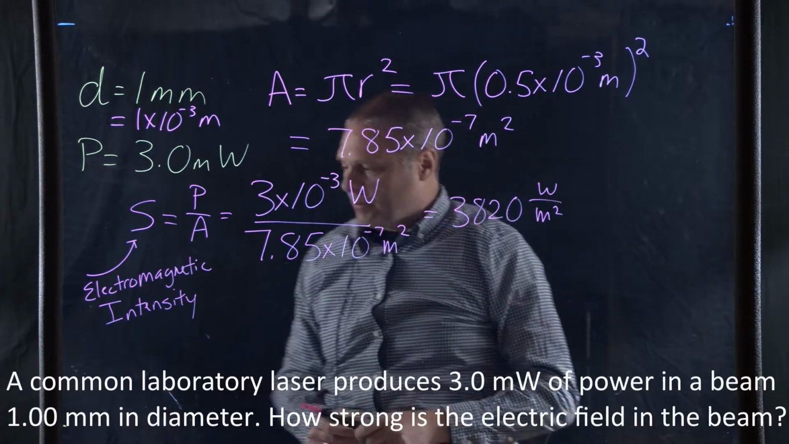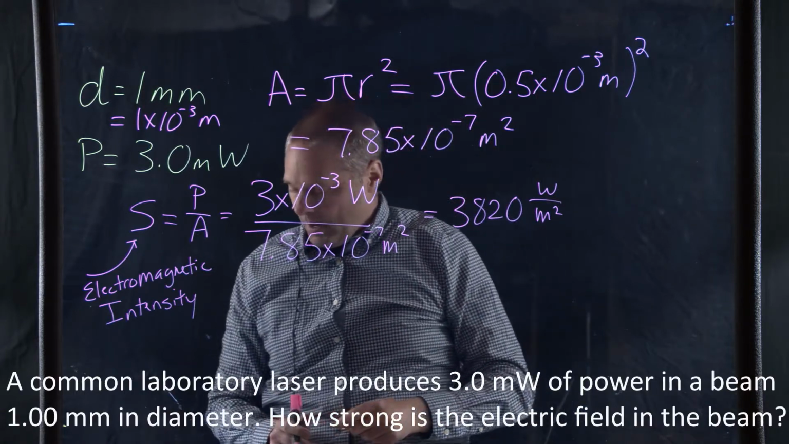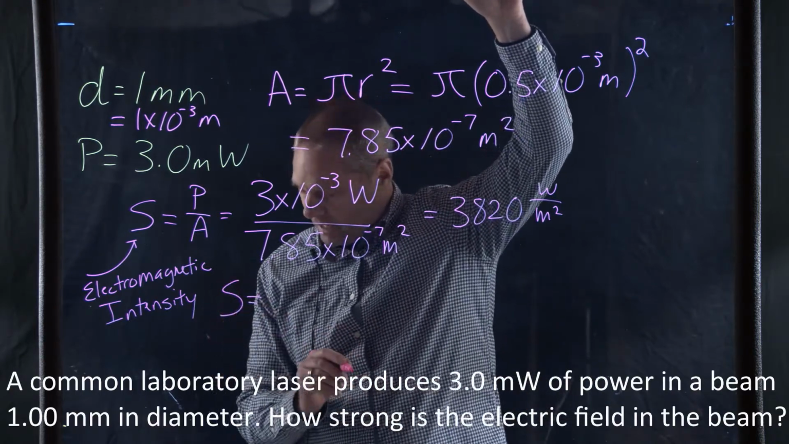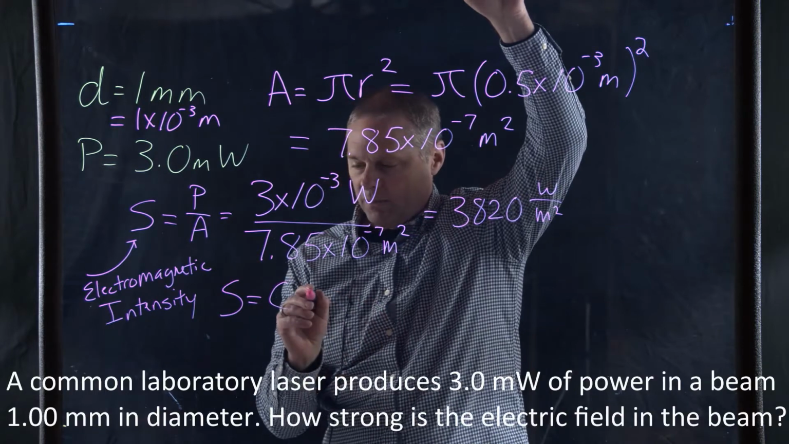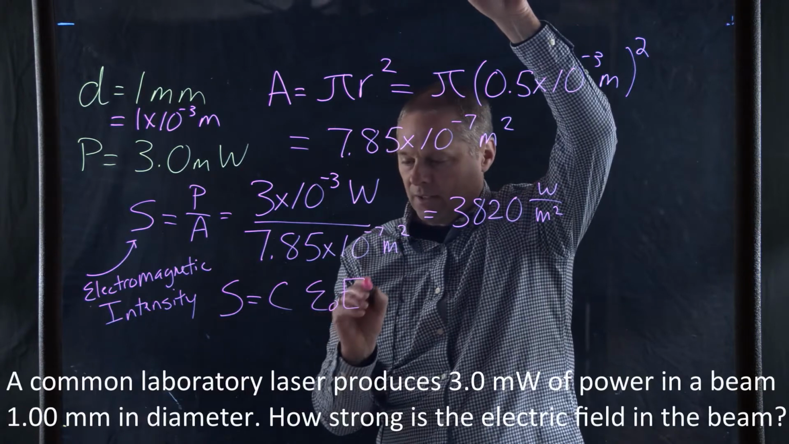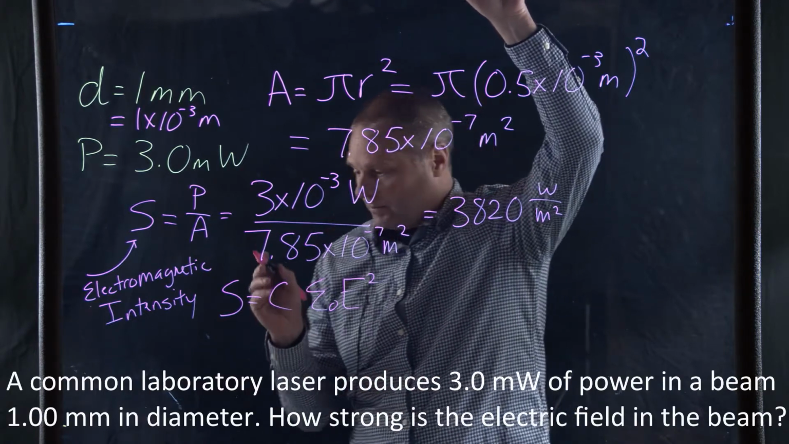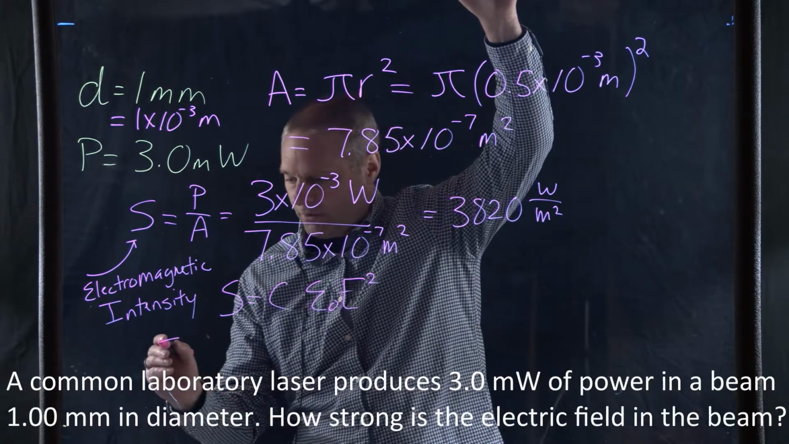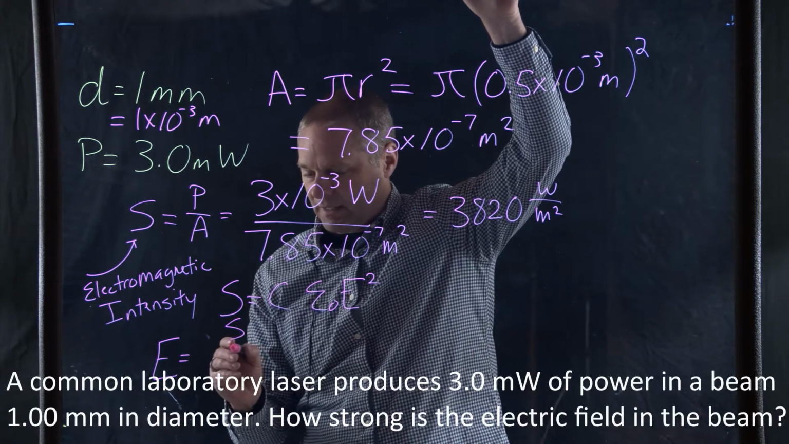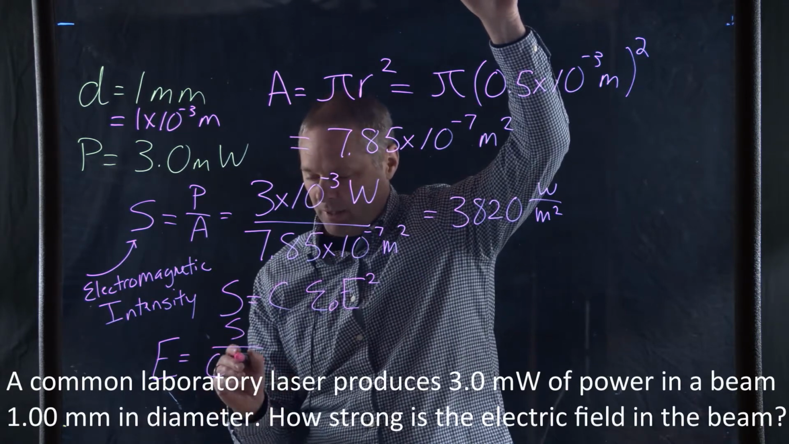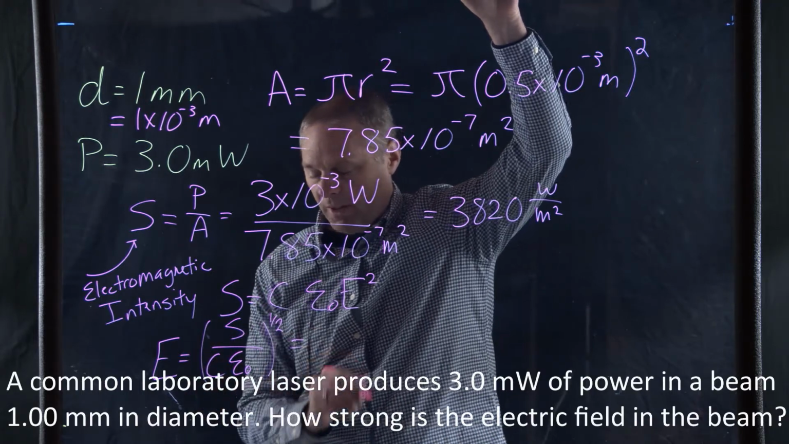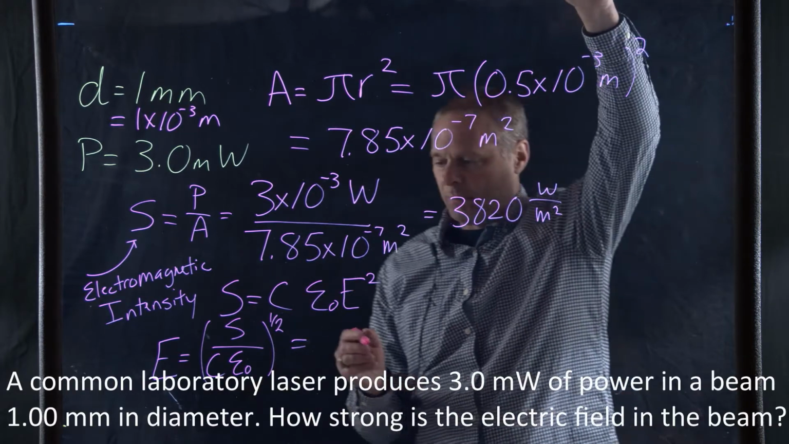Now ultimately what we're looking for is the strength of the electric field. We're going to use the Poynting vector. The Poynting vector is that S is equal to c, which is the speed of light, times the permittivity of free space, times the electric field squared. Now we can solve this for the electric field, which is equal to the square root of S, the electromagnetic intensity, divided by c, the speed of light, times the permittivity of free space. So now we just simply start plugging into this.